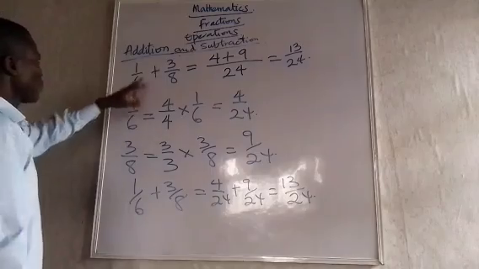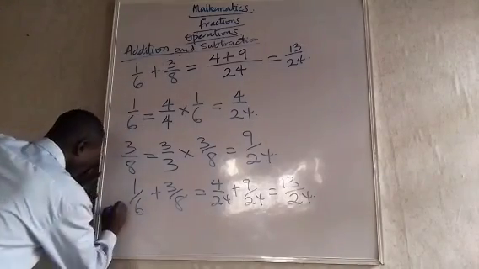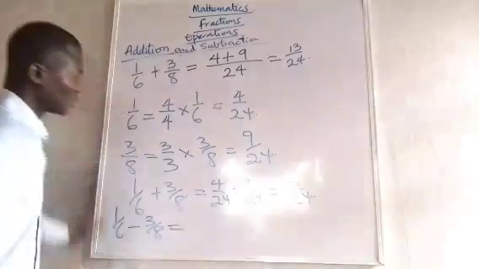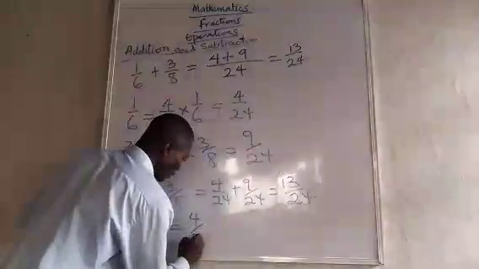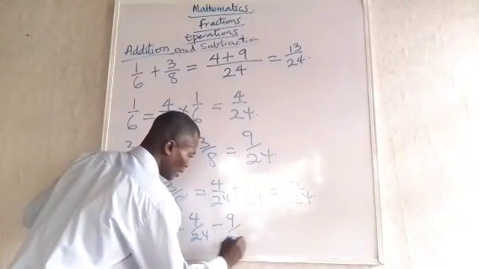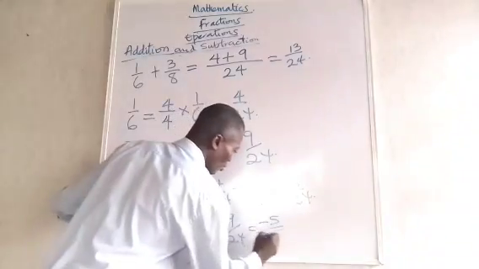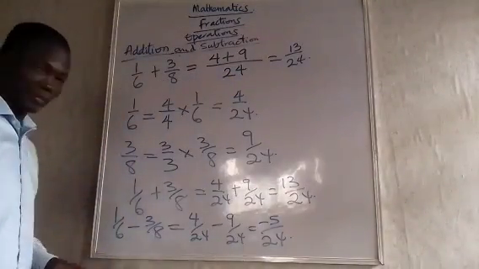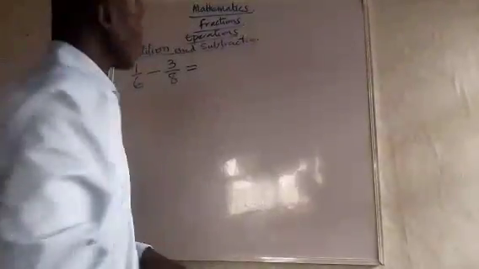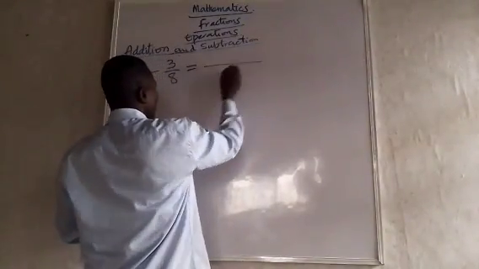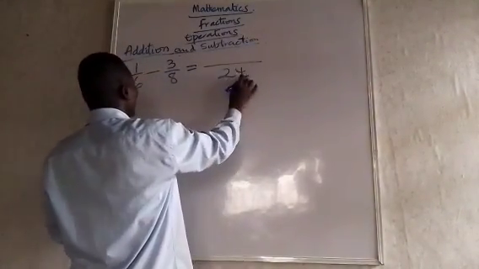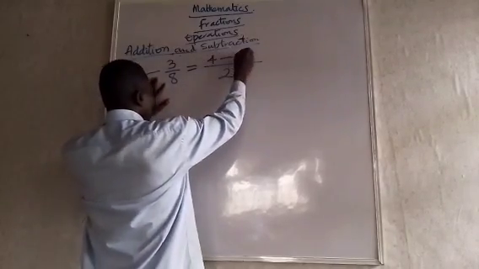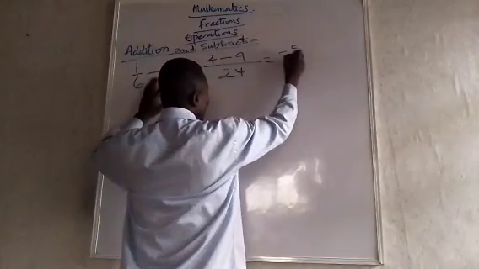Now, assuming we have 1 over 6 minus 3 over 8. It's also going to give us 4 over 24 minus 9 over 24, which is minus 5 over 24. Or we can do it straight like this. We have established the LCM to be 24. 6 in 24, 4. 8 in 24, 3. Times 3, 9. And that gives us minus 5 over 24.